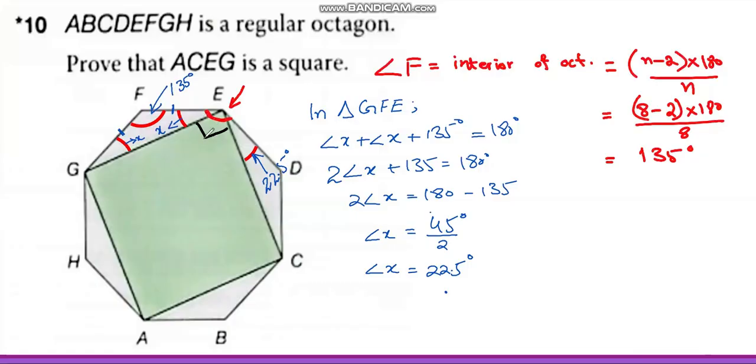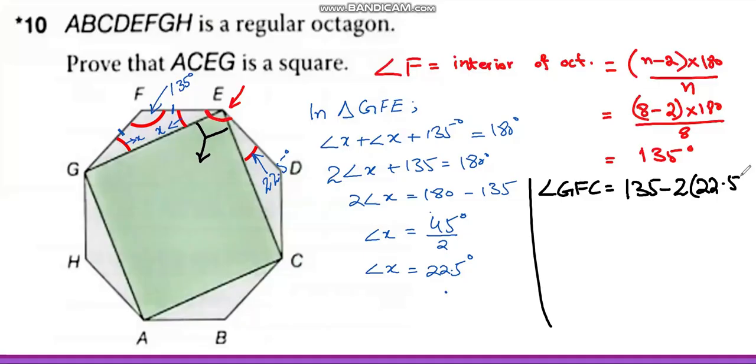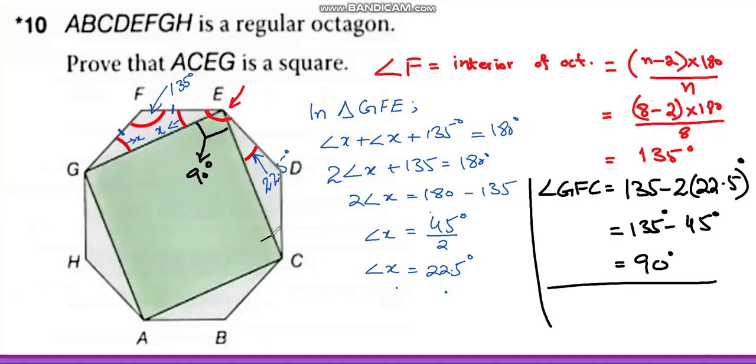So for the angle GEC, we can subtract the given angles from 135 because the size of each interior angle is 135, and we subtract two equal angles, meaning 22.5 and 22.5. In total, these are 45 degrees. So let's subtract 45 degrees from 135, and that will be 90 degrees. So we have proved that the angle at GEC is 90 degrees. So similarly, we can also prove that these angles, meaning ECA and CAG and AGE, will also be 90 degrees in size.